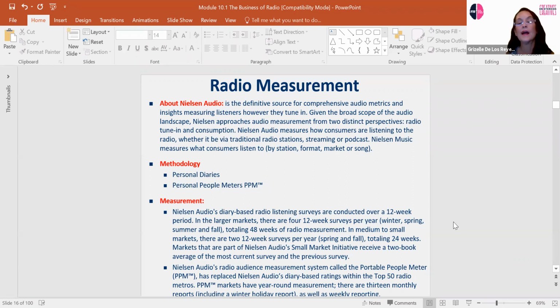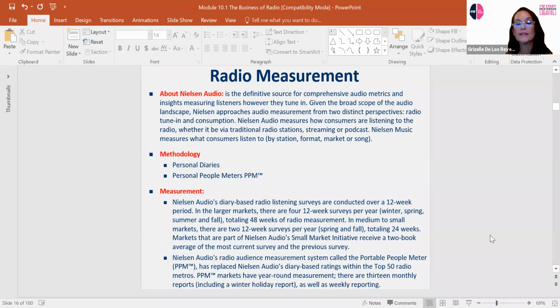Very simplistically, because I'm not an engineer, but that's what the PPM is. It's like a beeper that people in the panel that Nielsen recruited and is studying to understand the behavior at large in the marketplace. That's one of the methodologies, and more accurate than the diaries. I believe that you may have read an article about the imperfection of diaries to measure television or radio, because you're dealing with people's memories and the ability to write down and remember that they have to write down what they're listening to.